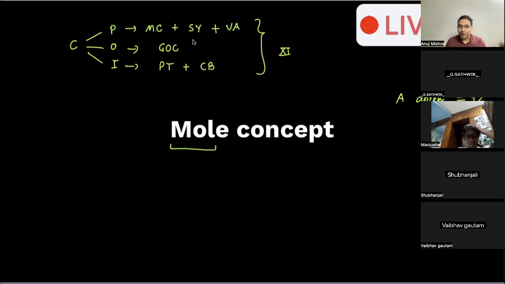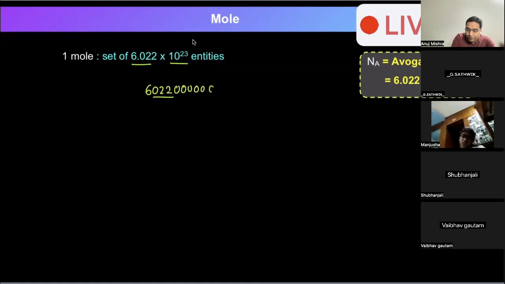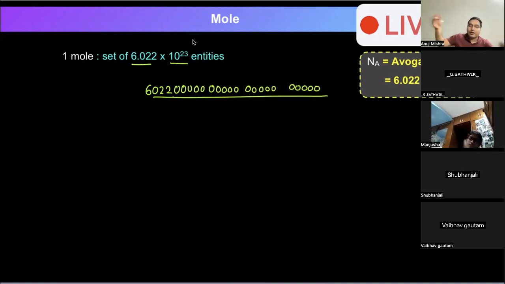Similarly, when I say mole, a mole is a collection of 6.02 into 10 raised to power 23 entities. Now, this number, if you write it, is a big number. It's like 6.022 and then a long string of digits, maybe similar or some other digits, but of this kind. These many things are called 1 mole.